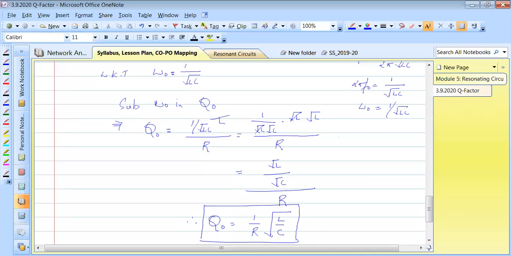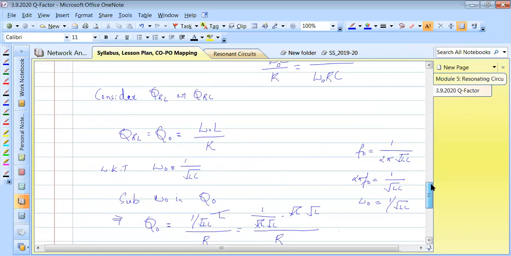How is Q naught different from Q RL and Q RC? Q naught is the quality factor at resonance. Q RL and Q RC are the quality factors of the RL circuit and RC circuit without resonance. Get that point? Now I just want you to do the same exercise considering the quality factor of the RC circuit. We calculated Q naught by considering Q RL. Now can you do the same to obtain Q naught by considering 1 by omega naught RC? Can you do that exercise now, everybody?